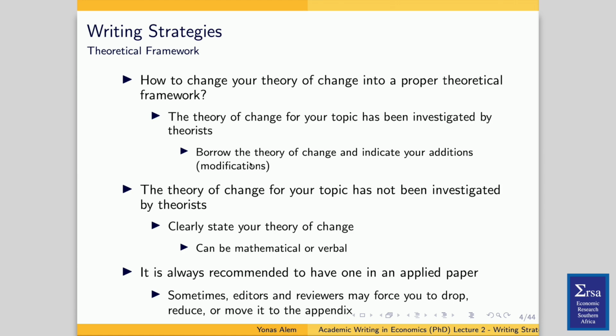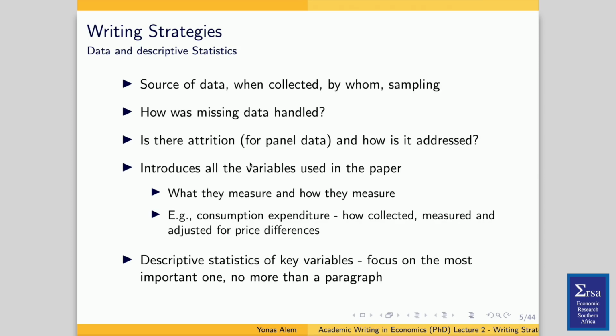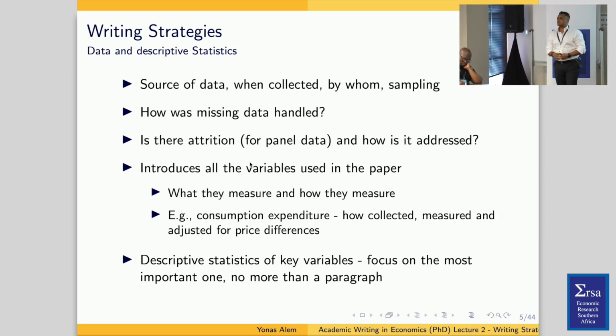But one thing we can agree on is you need a section on the theoretical framework or theory of change. How does X affect Y? What is the pathway? You have to show us that using verbal description or mathematical equations. Then, once you did that, you explained, right?